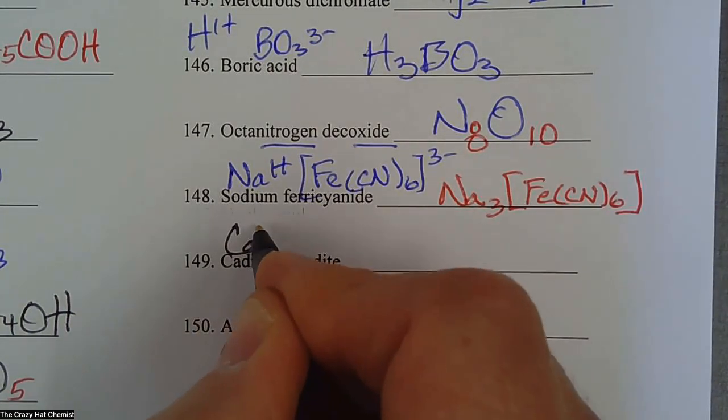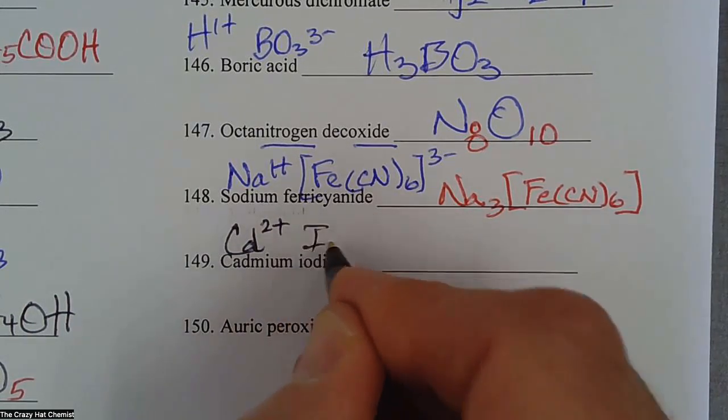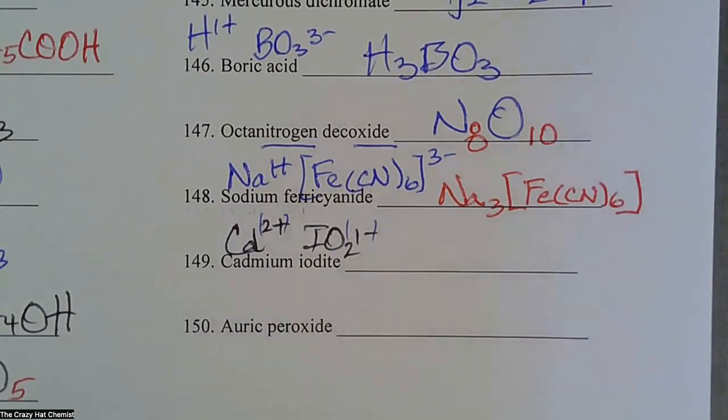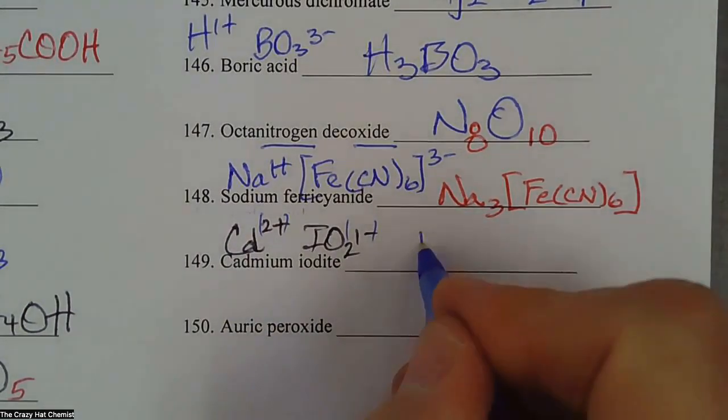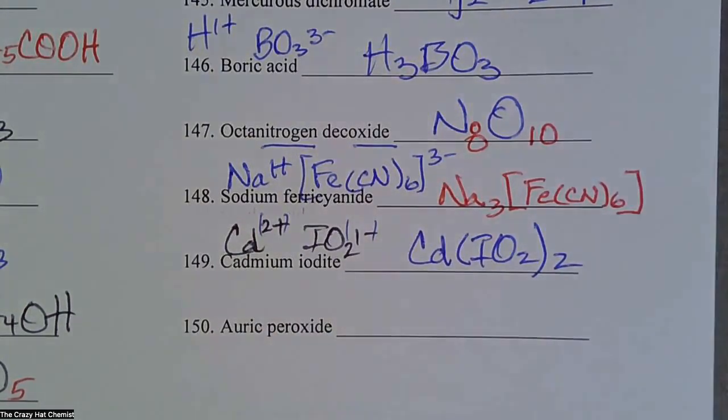Cadmium, Cd 2 plus. Iodite is IO2 1 minus. I know my class is super excited about this. Okay, we're going to take the bull by the horn, flip, bring it down. We get Cd(IO2)2, with a 2 outside. And then our very, very last one here, folks.